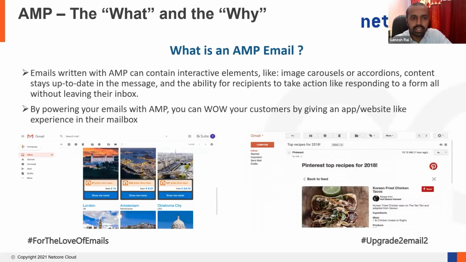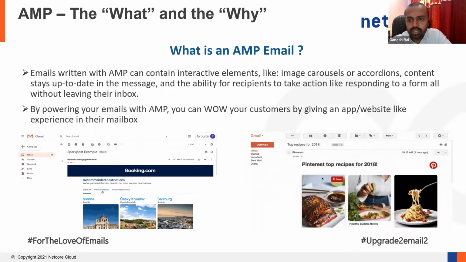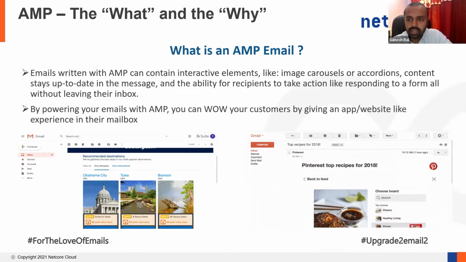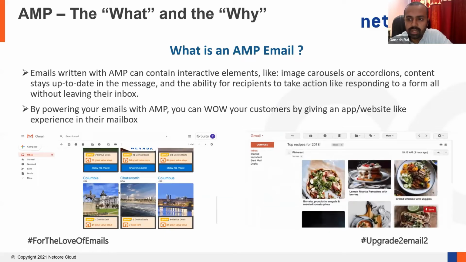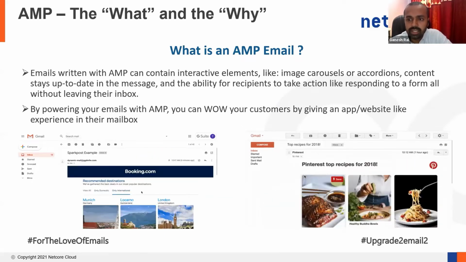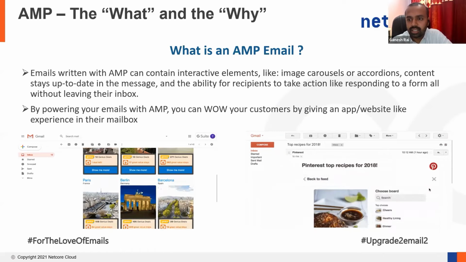That's a good place to start. So let us first see what is AMP. AMP is a technology developed by Google, which they launched a couple of years back, which basically allows marketers to add interactivity within their emails. Now, what do we mean by interactivity here?